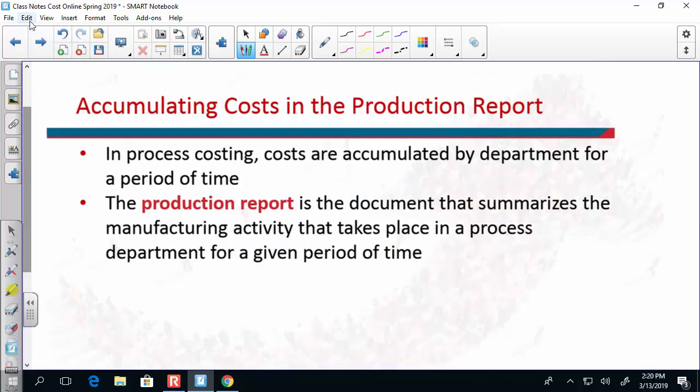We switch terminology a little bit in Chapter 6. In Chapter 4, we called it a job order cost sheet. In Chapter 6, that turns into a production report by department. So a little different terminology, but same concept. We're going to accumulate costs on this production report, as well as units. So that's what's also new in Chapter 6.